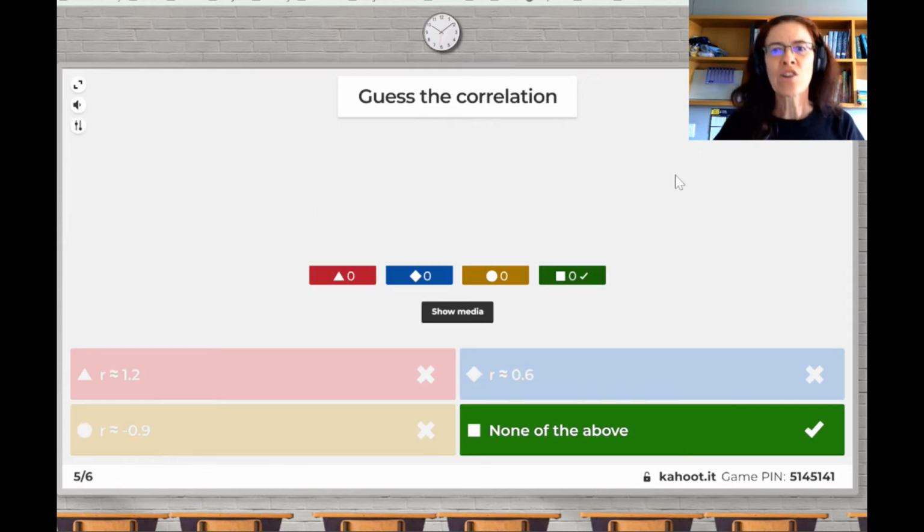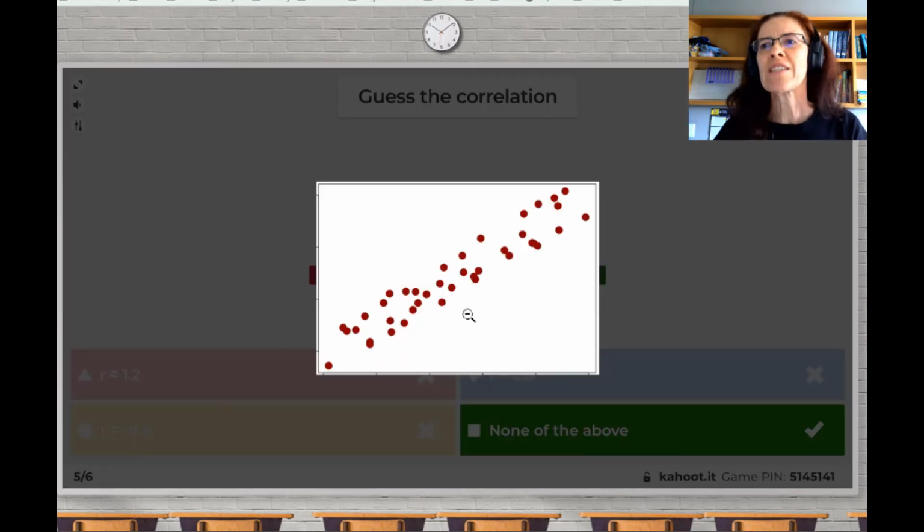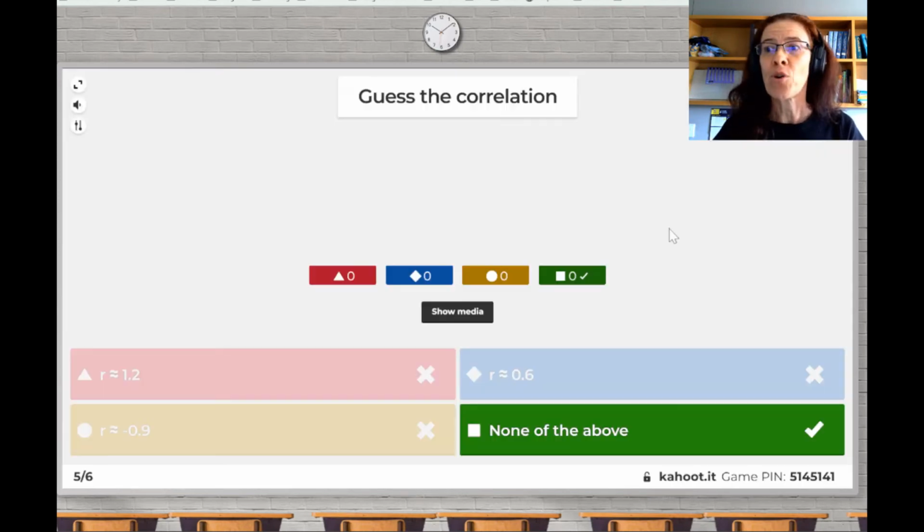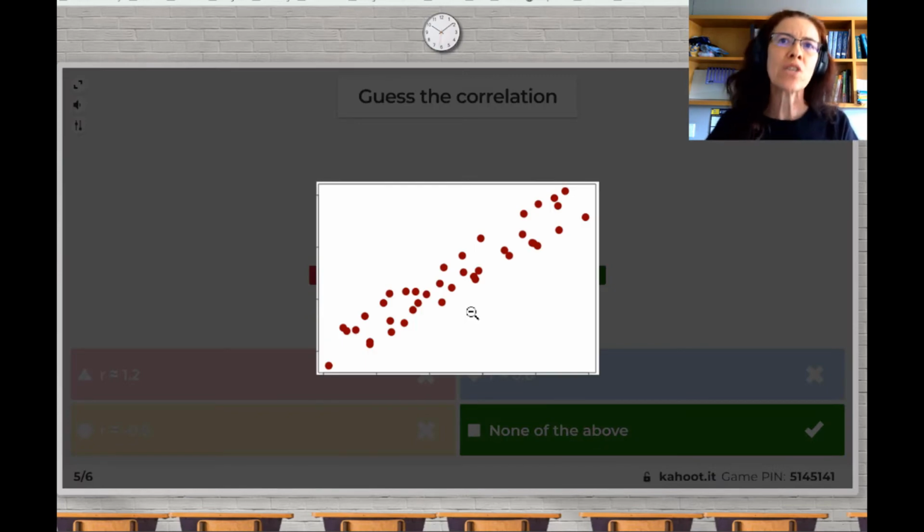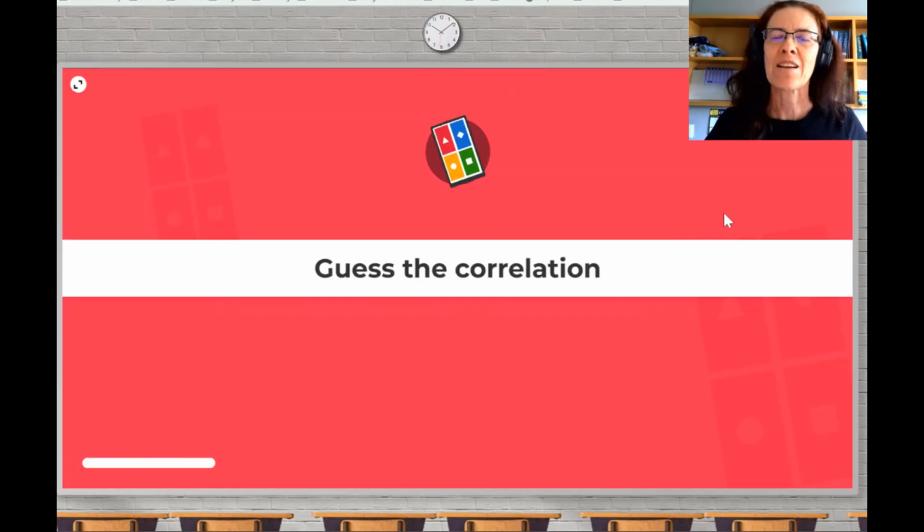Well, so it's none of the above. So first, what you can see is it's going up. So there was this minus 0.9. That's impossible. Another one which is impossible was this 1.2. The Pearson coefficient of correlation is a number between minus 1 and 1. It's just impossible to get a number above 1. And the last one was 0.6. This is way too good, way too close to a straight line to be 0.6. So it can't be any of those. So it's none of the above. Last one.